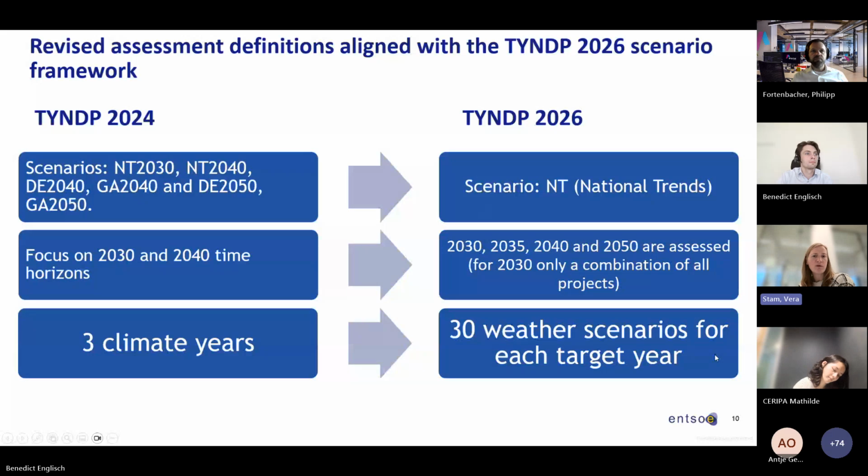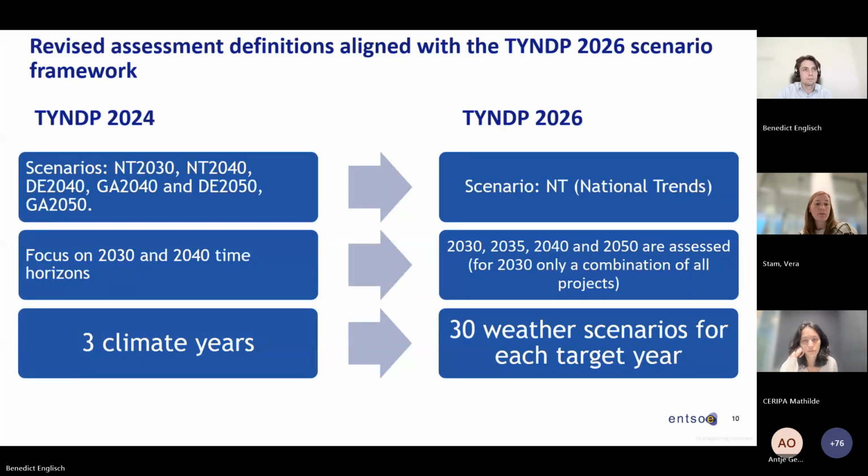I'll give you a brief overview of what has changed compared to the old TYNDP 2024. I think the main differences are highlighted here. We now mainly use the national strength scenario, compared to quite a few different scenarios that we used in the 2024 cycle. And then we have a lot more time horizons that we now include, including 2050, which is a new milestone, I think.